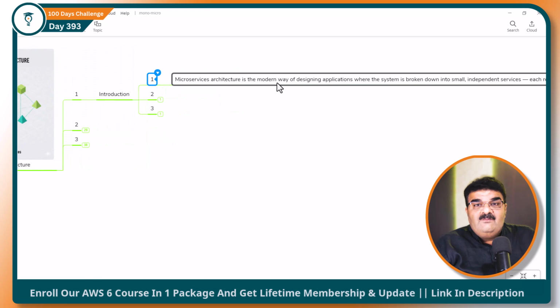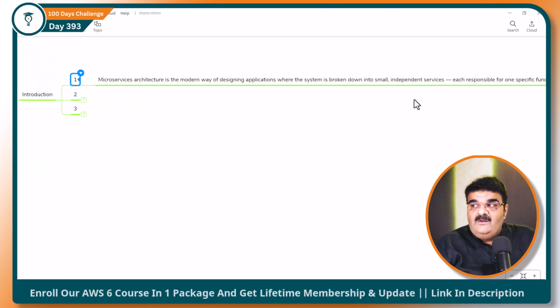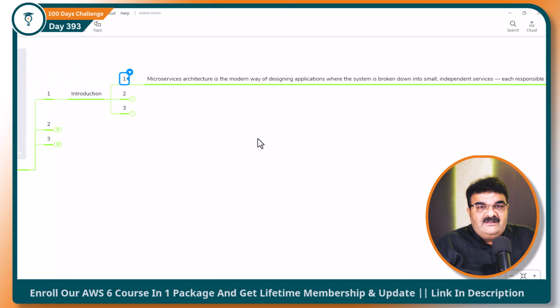Microservices architecture is a modern way of designing applications where the system is broken down into small, independent services, each responsible for one specific function. You know, we are using applications like Zomato or Swiggy, Amazon, Ola, Uber. For us, it is just a single application, but it is not. All these modern applications are based on microservices-based architecture. Actually, there are so many sub-applications working together and providing us a seamless experience.